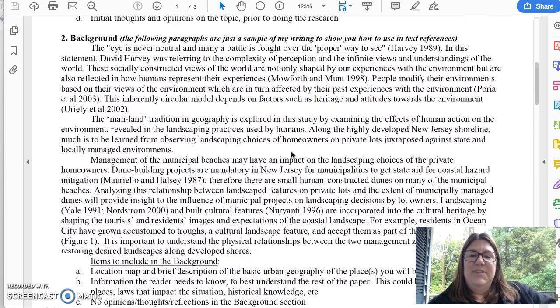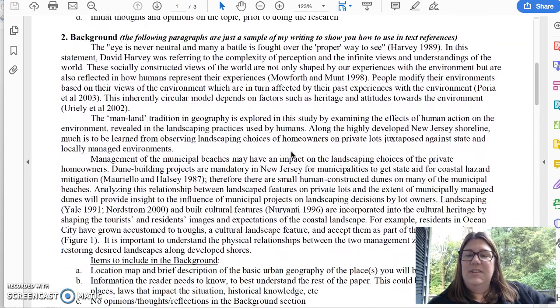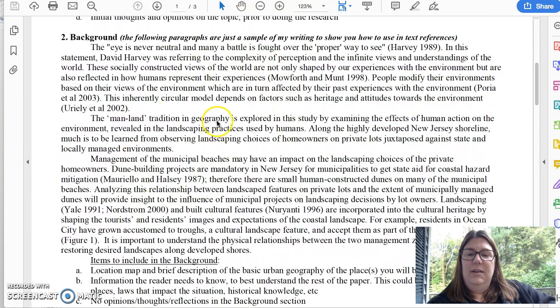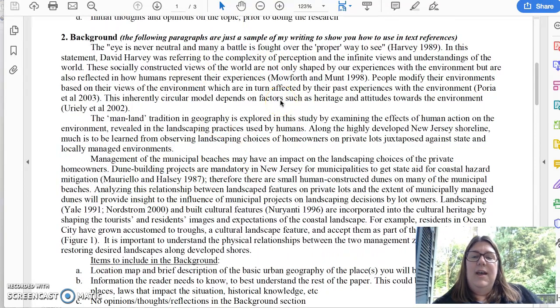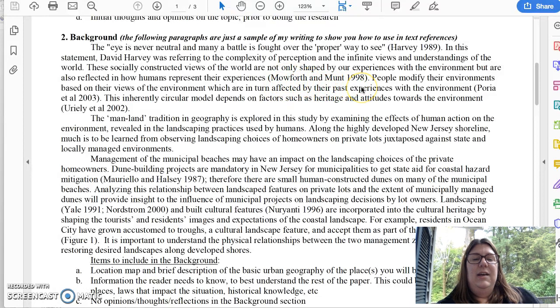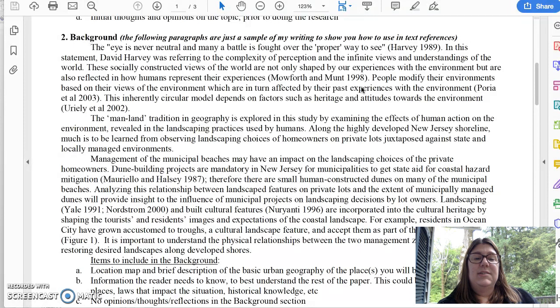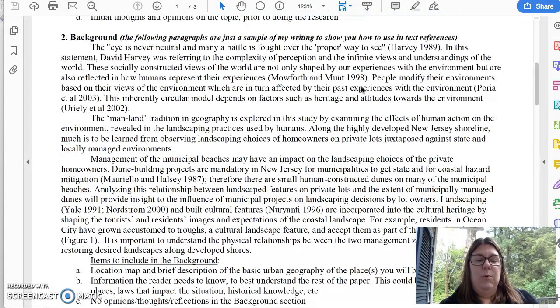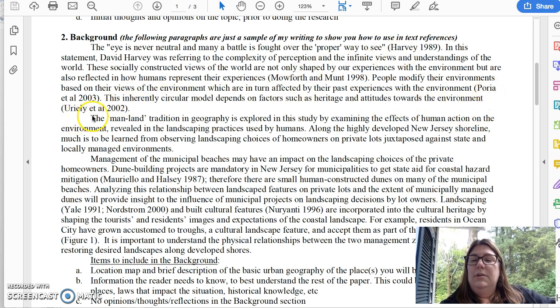All right, so also in this section of the handout, you'll see that I've included some of my writing. And I include that just to show you how to use in-text citations. See how I have Mo Forth and Munt, 1998? That's an author and a date. That is the in-text citation style that I prefer and I want you to use. Use the author and the date. See, I've done this with Harvey, Mo Forth and Munt, Poria, etc. Right? So I do these with a lot of them.